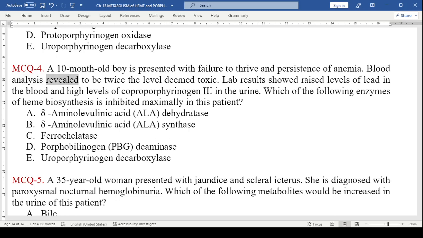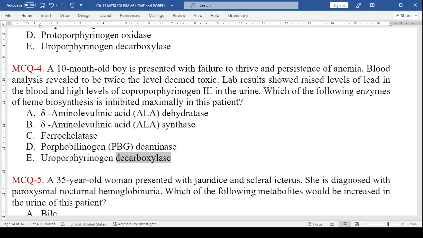MCQ 4. A 10-month-old boy is presented with failure to thrive and persistence of anemia. Blood analysis revealed lead to be twice the level deemed toxic. Lab results showed raised levels of lead in the blood and high levels of coproporphyrinogen 3 in the urine. Which of the following enzymes of heme biosynthesis is inhibited maximally in this patient? Delta-aminolevulinic acid, ALA, dehydratase. Delta-aminolevulinic acid, ALA, synthase. Ferrochelatase. Porphobilinogen, PBG, deaminase.